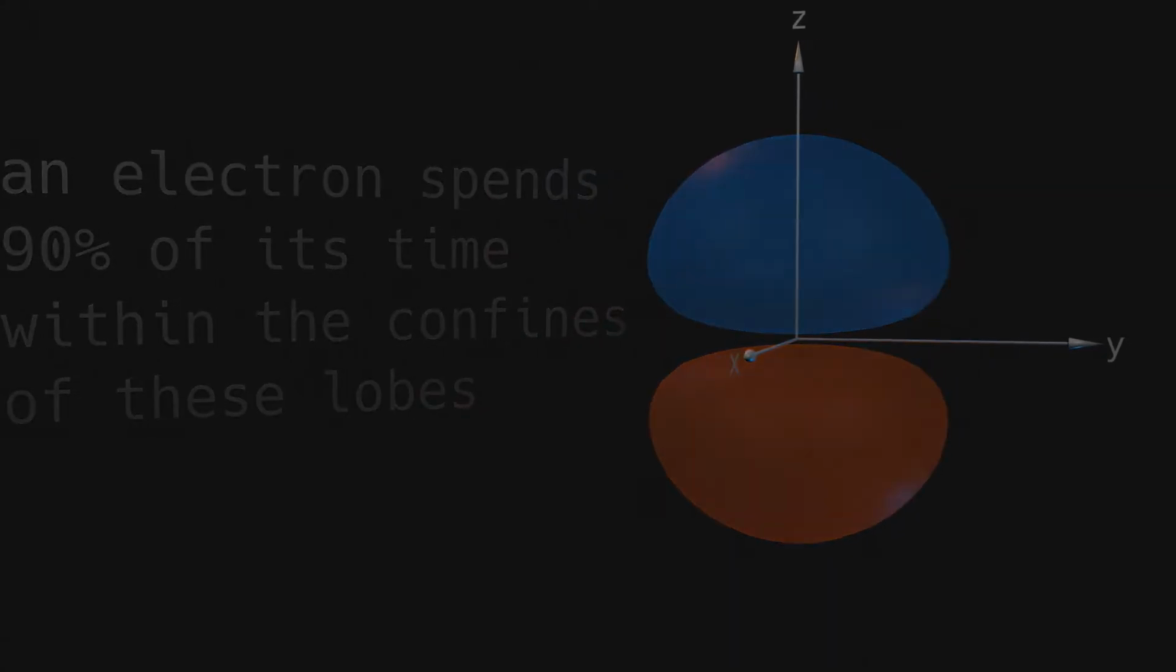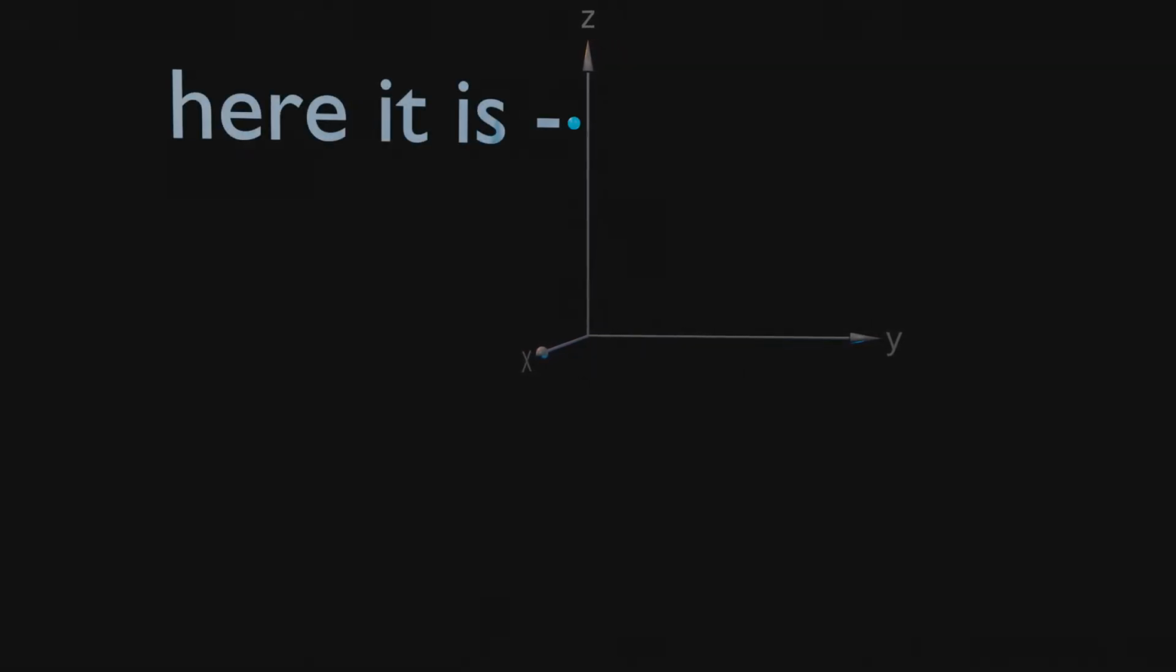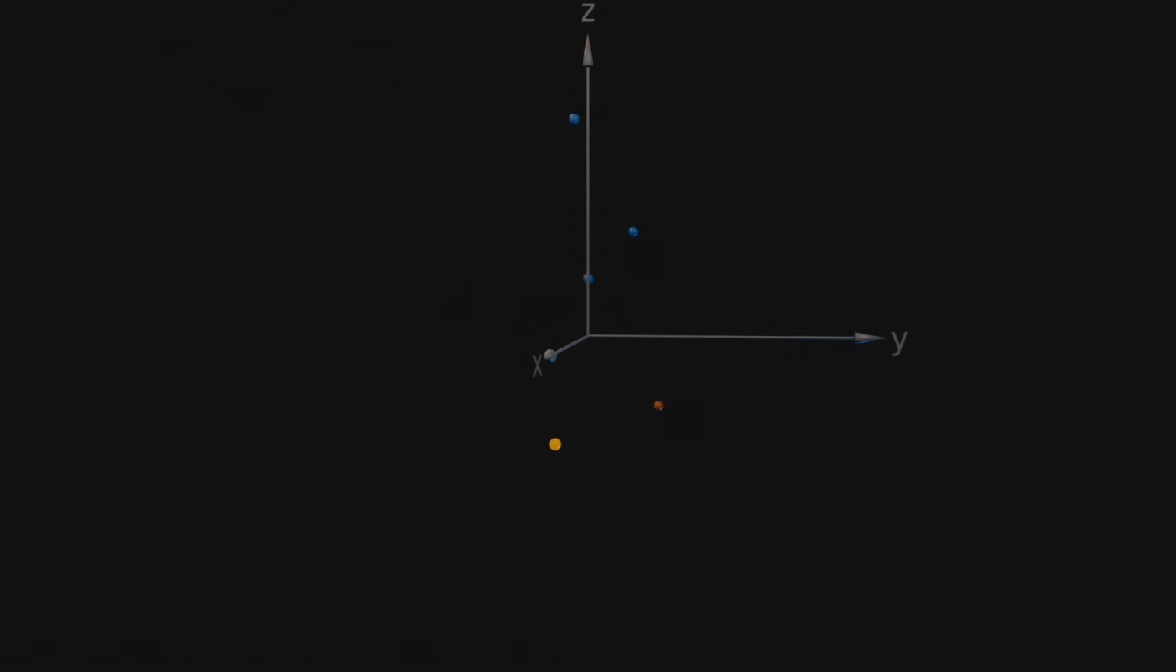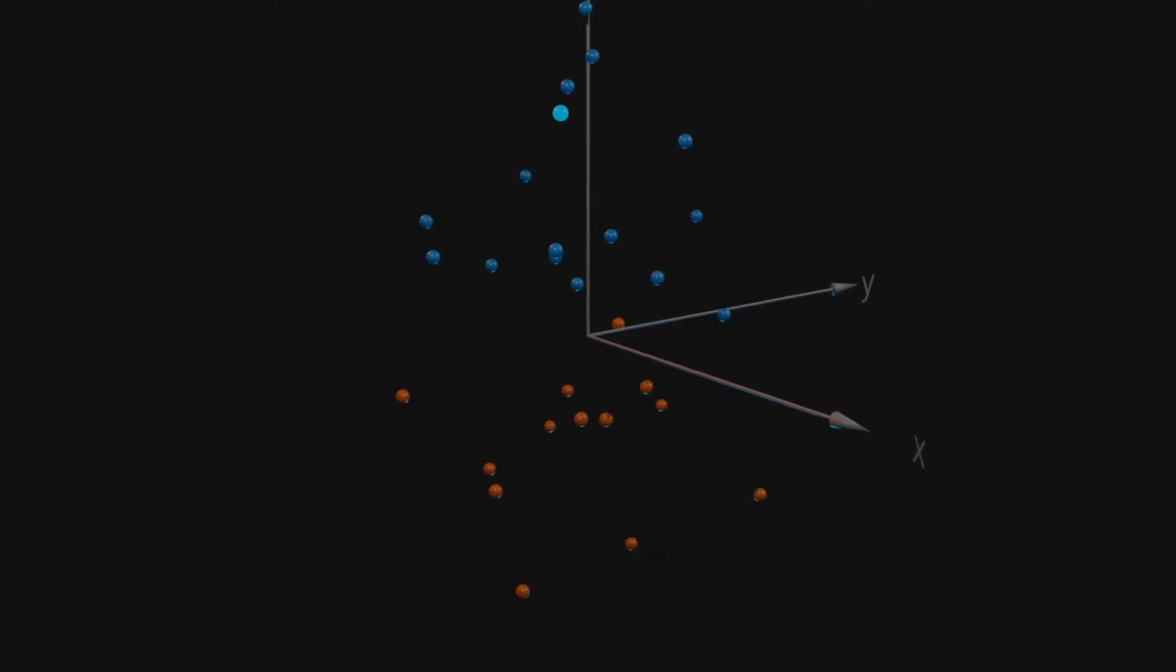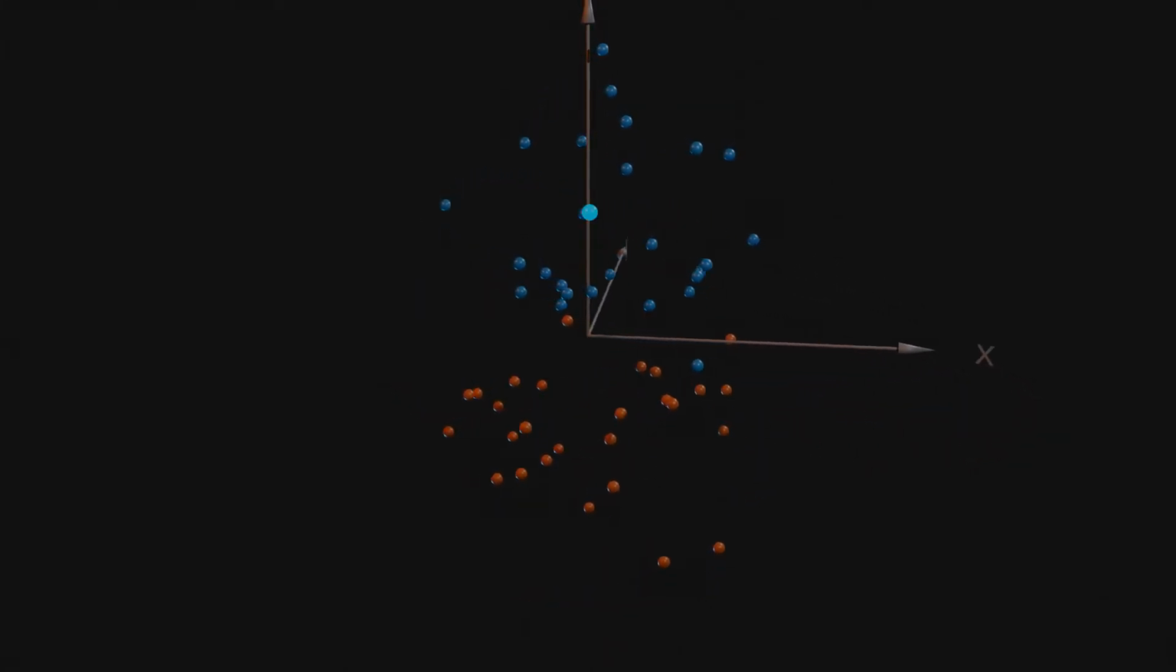We can try to visualize this by simulating the results of finding an electron multiple times. If we look, we might find it here. Next time we look, we might find it here, and so on. We can continue to keep looking over and over and over. In this simulation, we will look 1,000 times.